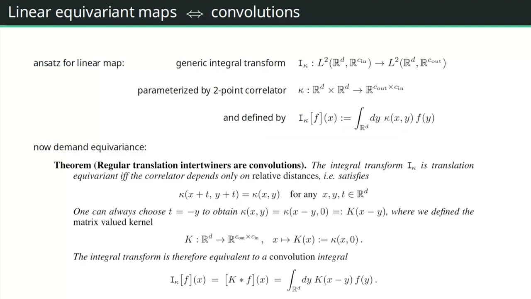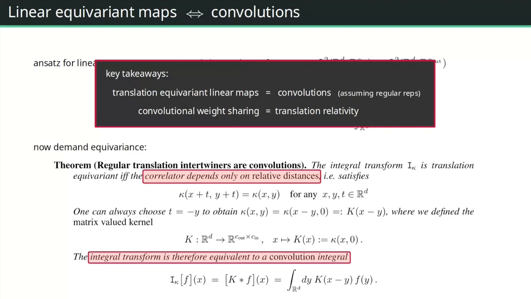And if we take this result now and have our kernel k and plug it into our integral transform, so we had here that kappa of x and y is equal to k of x minus y, we plug it into our integral transform ansatz, and then what comes out is that this integral transform is a convolution. So if you didn't completely follow, you can look at it later, but the key takeaway is that a translation equivariant linear map has to be a convolution, if you're assuming that the group action is a regular representation. And this property, which is usually called translational weight sharing, you could also call translation relativity, which is the term which physicists use. It's exactly the same property.